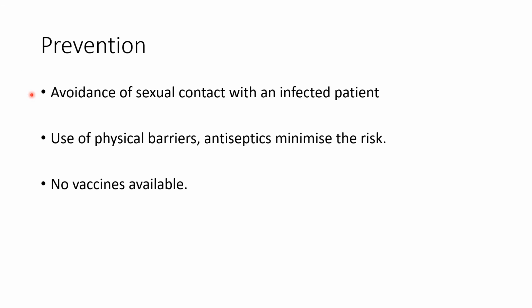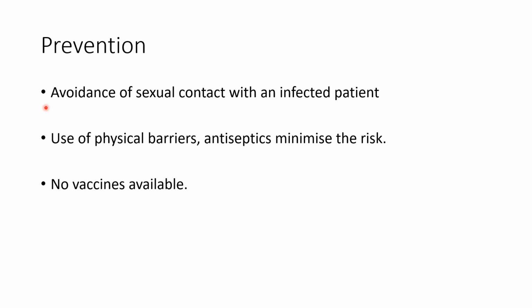So prevention is very simple. When we know how it gets transmitted, preventing the disease is very, very easy. One is, we know that it gets transmitted through sexual contact. So you have to avoid sexual contact with an infected patient. If you come to know that your male partner or your female partner is infected, avoid sexual contact with such a person.